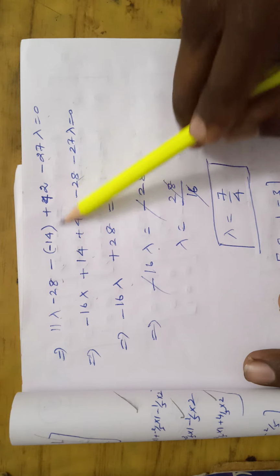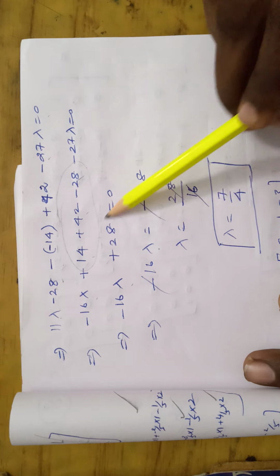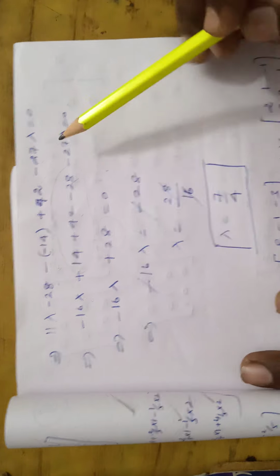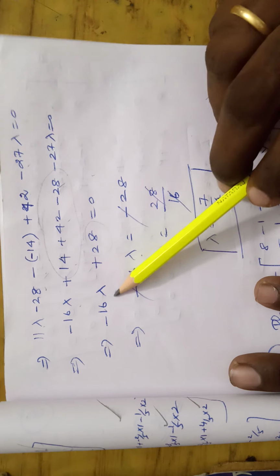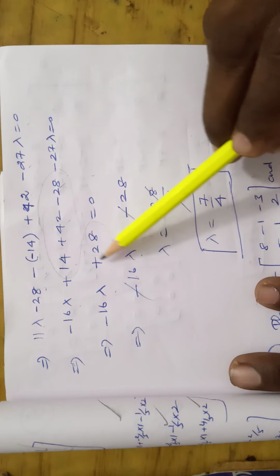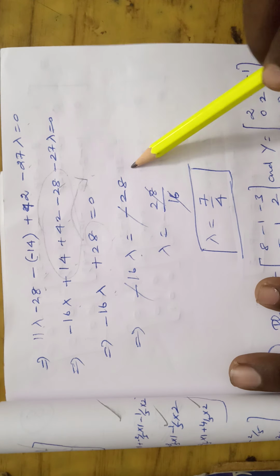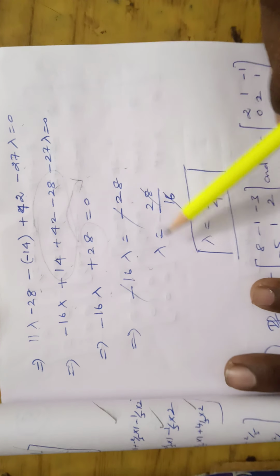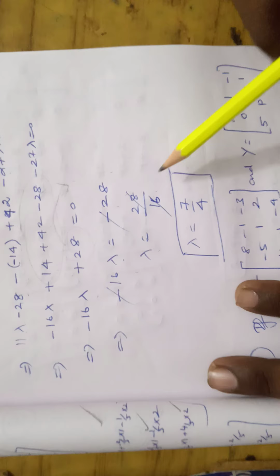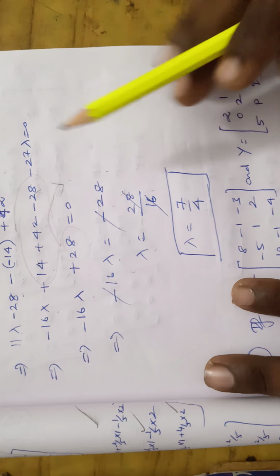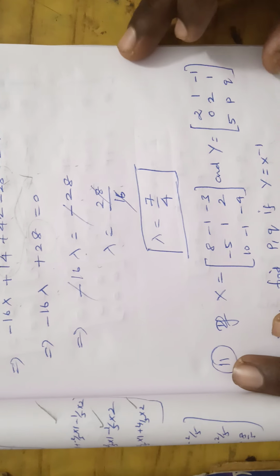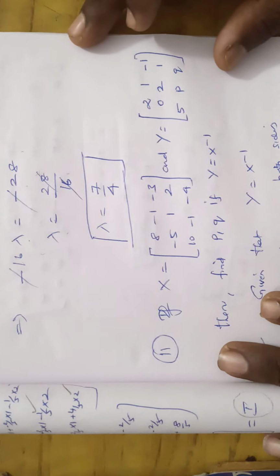So, adding all the terms, the result is minus 16 lambda plus 28 equals 0. So, minus 16 lambda equals minus 28, the minus signs cancel, lambda equals 28 by 16. So, cancelling common factors, lambda equals 7 by 4. Hence the problem.